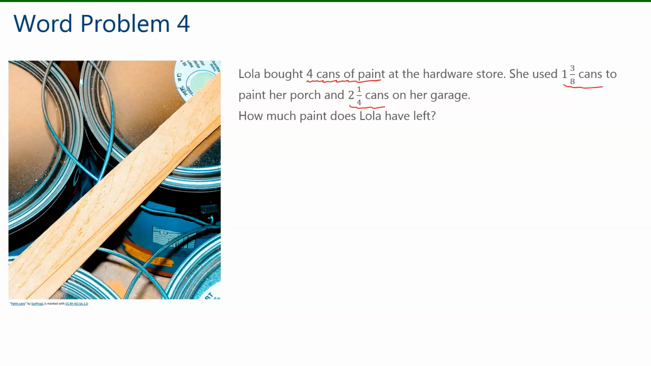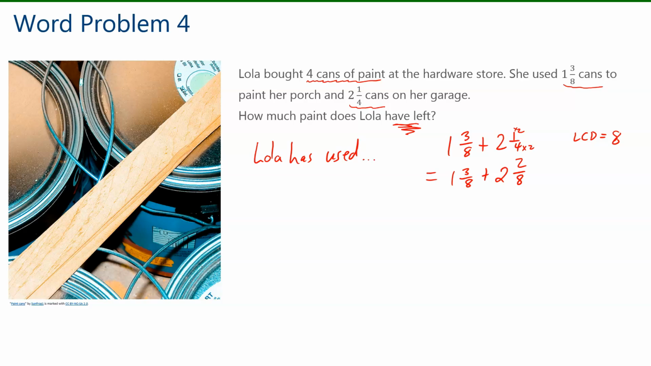Now, operations. Here, we're going to have to use 2 different operations, because what we're going to do first is figure out the total amount of paint that she used in order to then figure out what she has left. Let's start off with what Lola has used. We're going to add 1 3/8 plus 2 1/4. I'm going to use the LCD idea. I've got 8 and 4. My LCD is 8. So 1 3/8 stays 1 3/8. 2 1/4 will become 2 2/8.